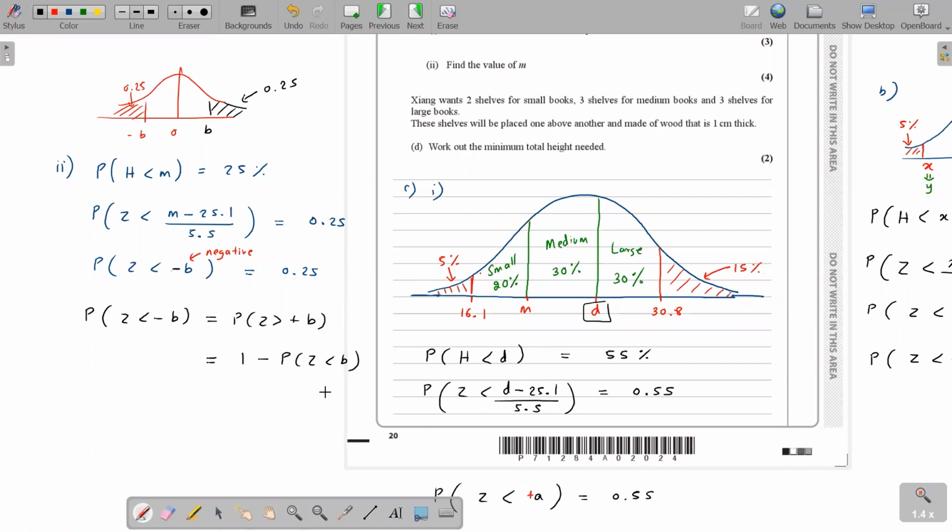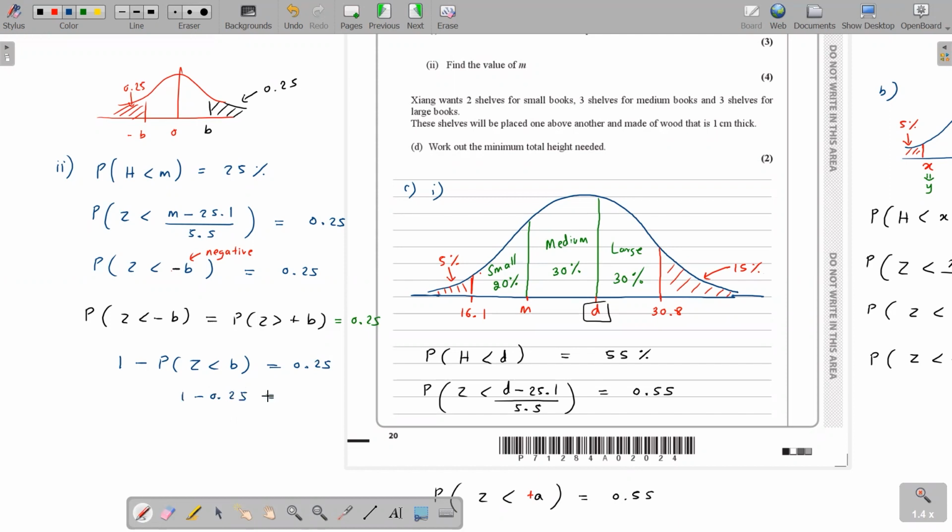Okay, so then this probability is equal to what? Let me change it again. So this is all equal to 0.25. So 1 minus probability z greater than b is 1 minus probability z is less than b equals 0.25.